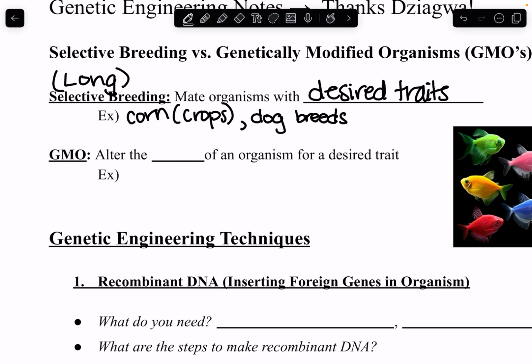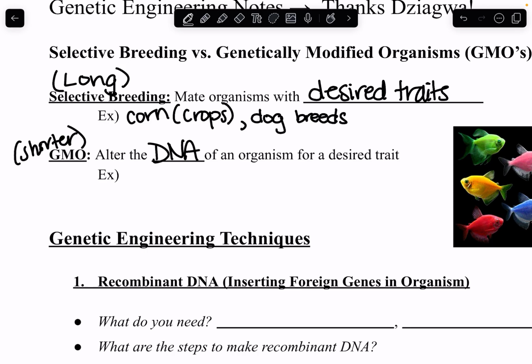Versus genetically modified organisms, which are a much shorter time period. You're altering the DNA of the organism for a desired trait. Whereas with selective breeding, you are purposely mating certain individuals together over many generations to get your desired traits together. GMOs are a shorter time span, and you're altering that DNA of the organism for the desired trait.